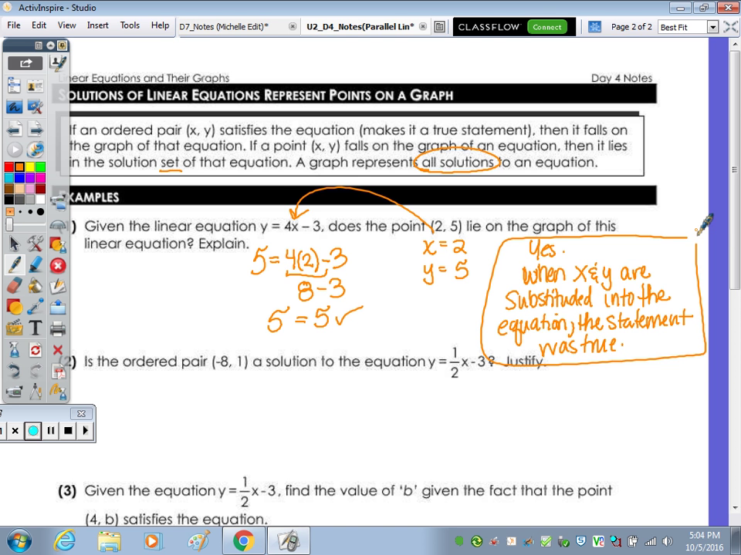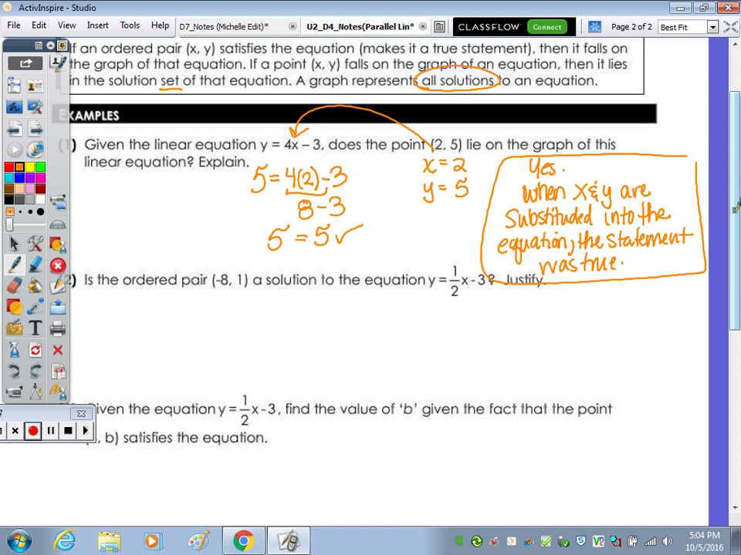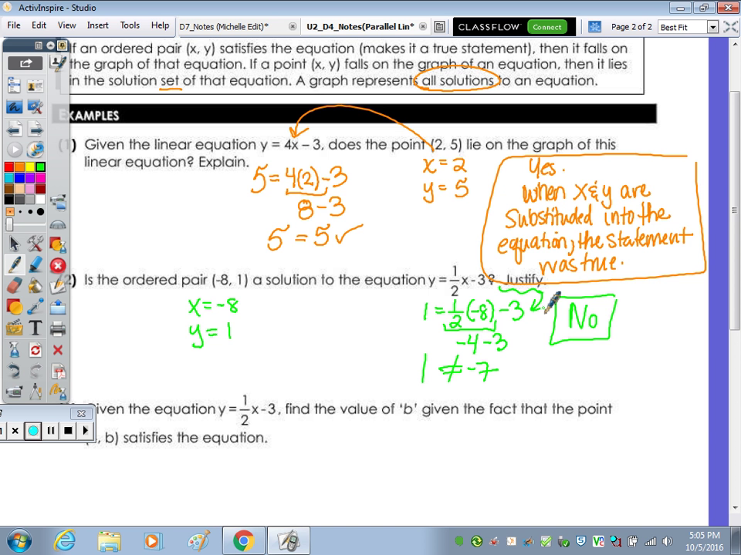Second one. Is the ordered pair a solution to the equation y equals 1/2x minus 3? Justify. Okay, so we have x equals negative 8 and y equals 1. So I'm going to substitute, and does 1 equal 1 half of negative 8 minus 3? Multiply again before you subtract. 1 half of negative 8 is negative 4, and negative 4 minus 3 is negative 7. That does not equal the 1. So no. Justify, I don't need to explain in words. I have the work to show. The answer is no. The point is not on the line.